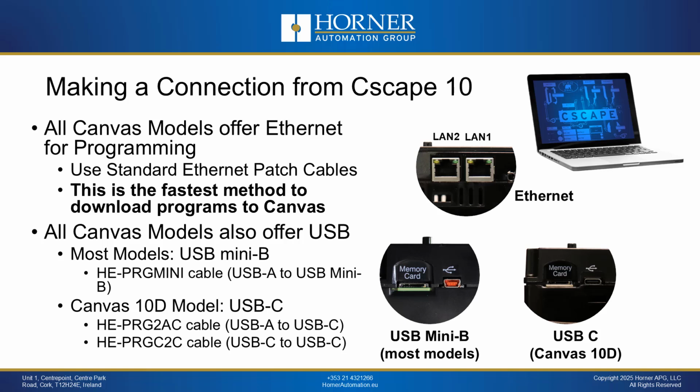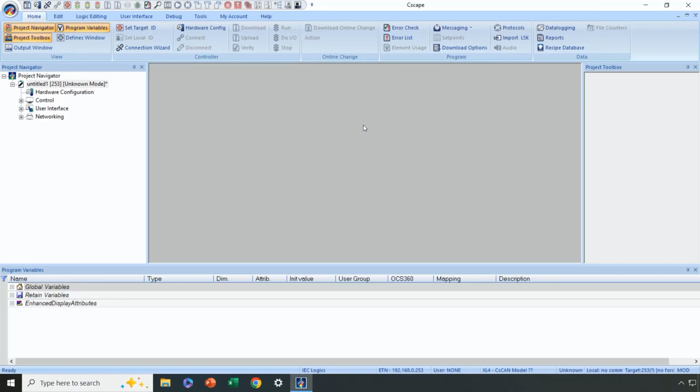Horner offers a cable that you could use between your computer and that type of connection. The Canvas 10D model also features USB-C, so in that scenario, you would use that form of connectivity. We also have a few different programming cables available for connecting to USB-C on a Canvas 10D as shown on the screen. Now let's look at how to establish that connection between your computer and Canvas in Cscape.